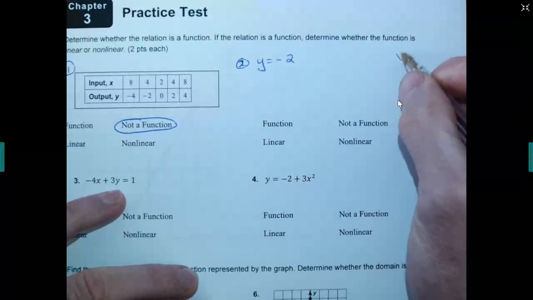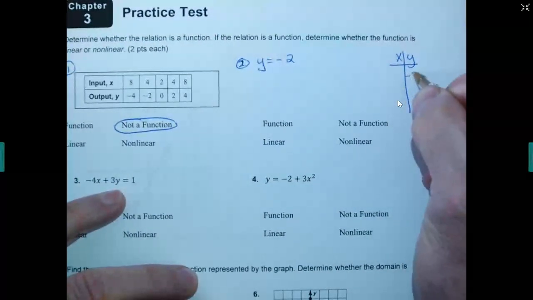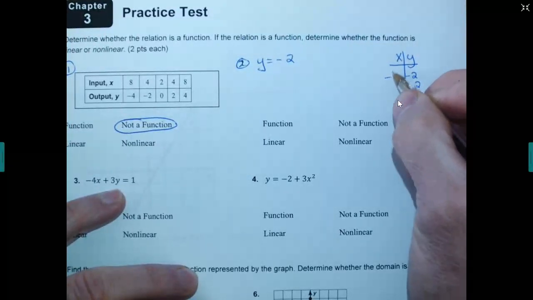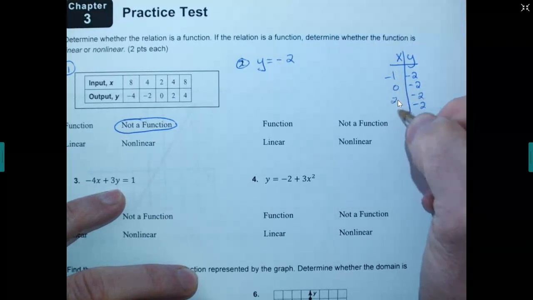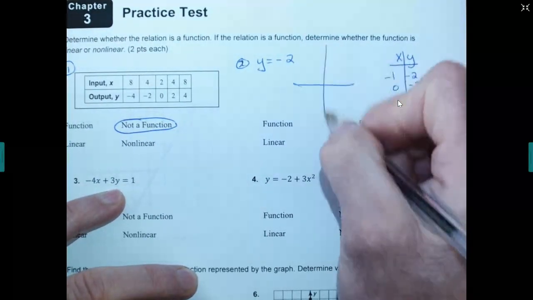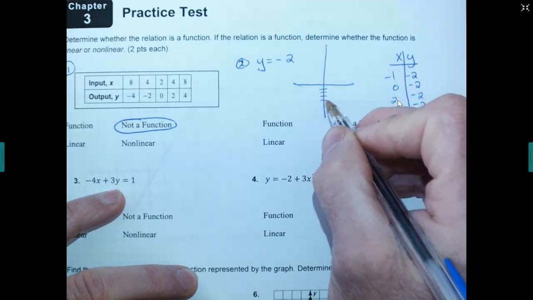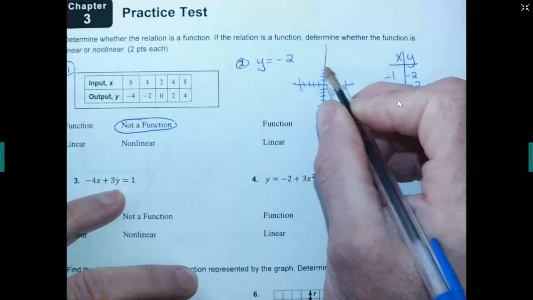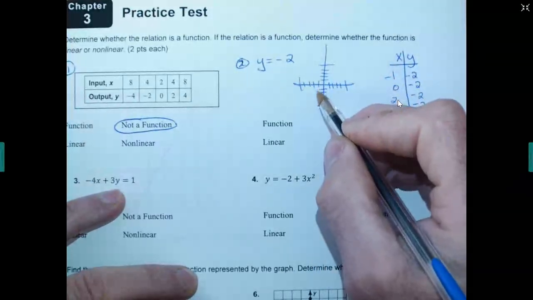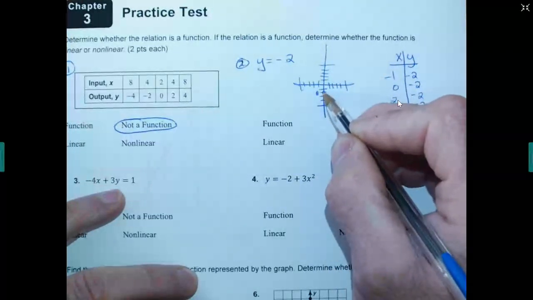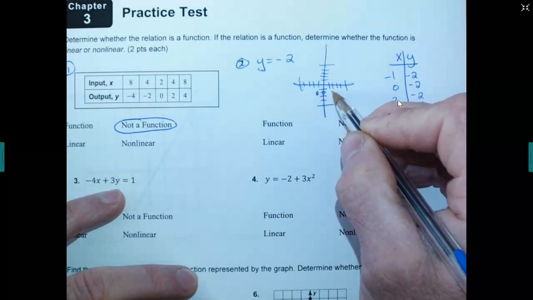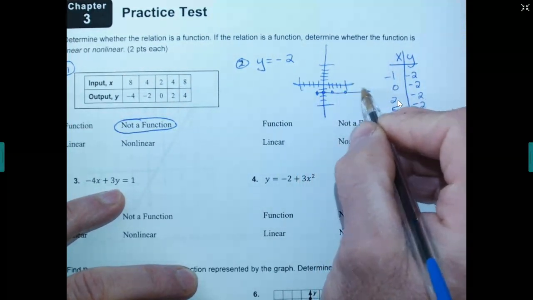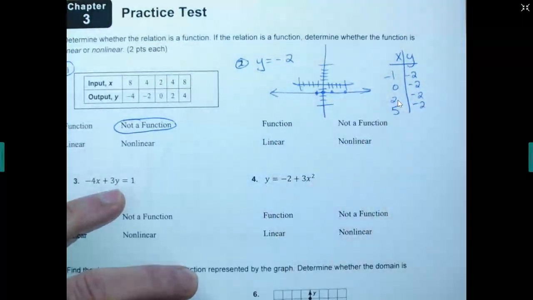What I'm going to do for this one is make my little table. And I know that y is negative 2 no matter what x is. So negative 1, 0, 2, 5. And if we graph that, it looks like this: negative 1, negative 2, 0, negative 2, 2, negative 2, 5, negative 2. So I have this line right here.